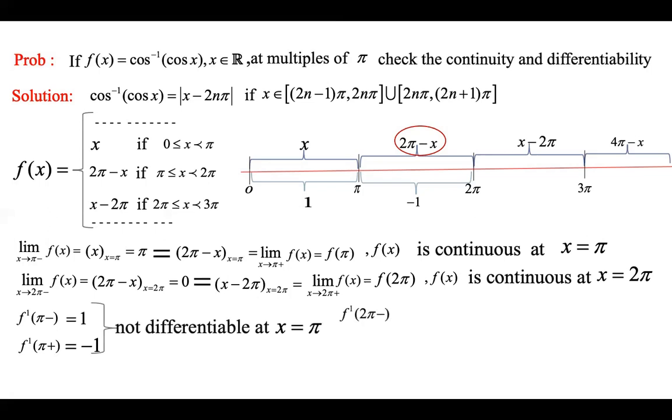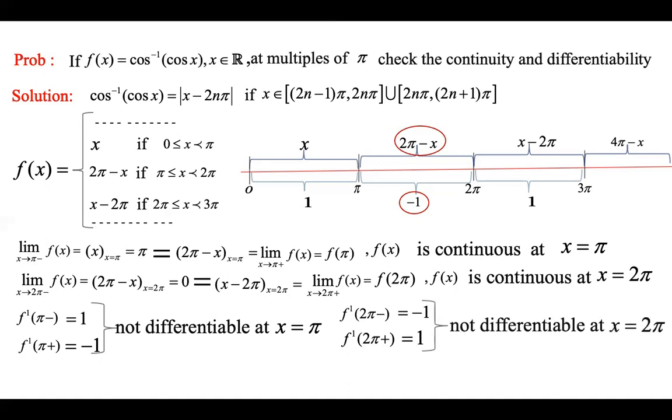Let me check it at 2 pi. At 2 pi, the left side piece of the function is given by 2 pi minus x. Its derivative is minus 1. So the left derivative at 2 pi is minus 1. And for the right side of 2 pi, the formula is given by x minus 2 pi. Its derivative is plus 1. Therefore, the right derivative at 2 pi is 1. So again at 2 pi, the left derivative is minus 1, the right derivative is plus 1. Therefore, it is not differentiable at x is equal to 2 pi.